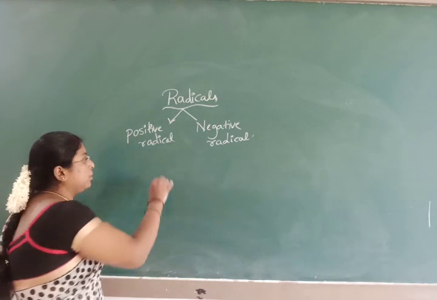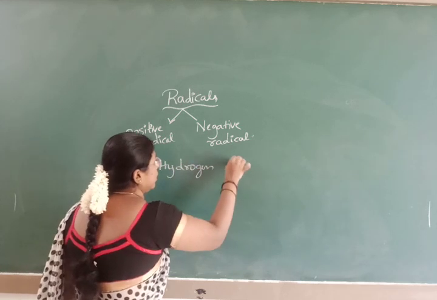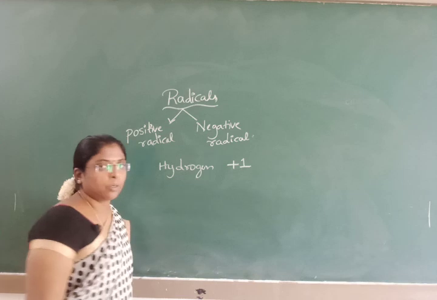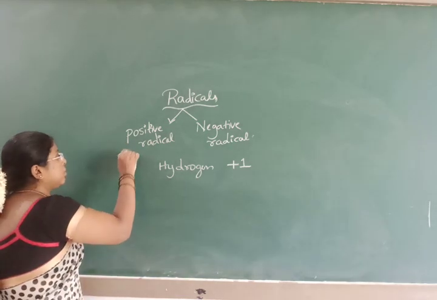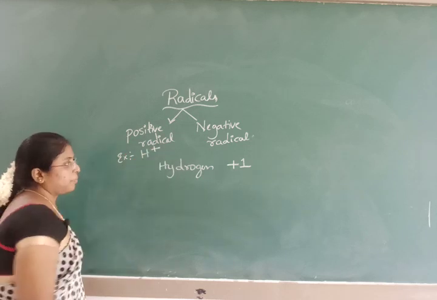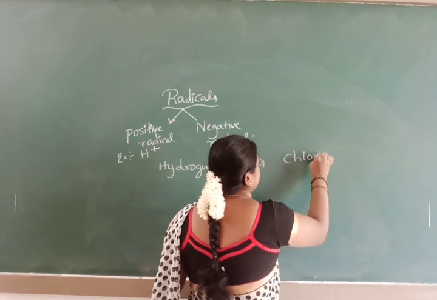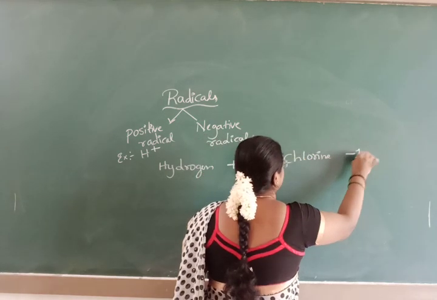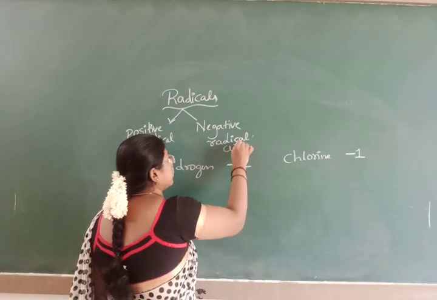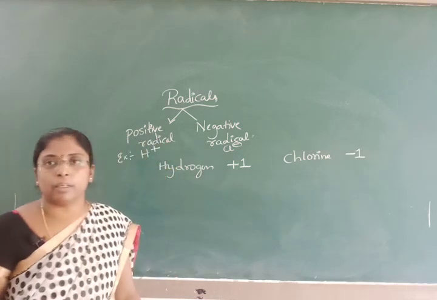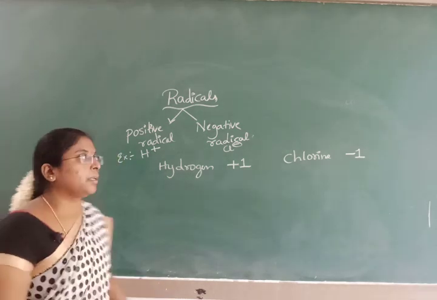If I take hydrogen, its valency becomes +1. It loses 1 electron, H becomes H plus. H plus is an example of a positive radical. If I take chlorine, it gains 1 electron, Cl is -1. So what type of radical does it become? Cl minus is a negative radical. If its charge is plus, it is a positive radical. If its charge is negative, it is a negative radical.